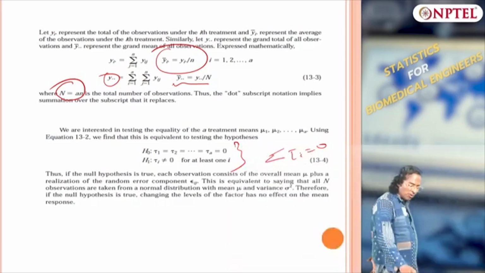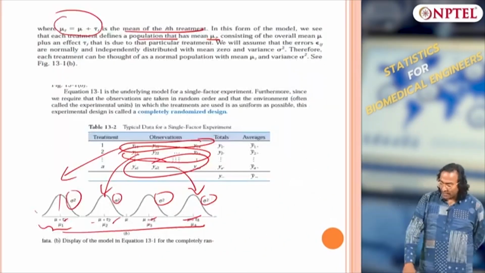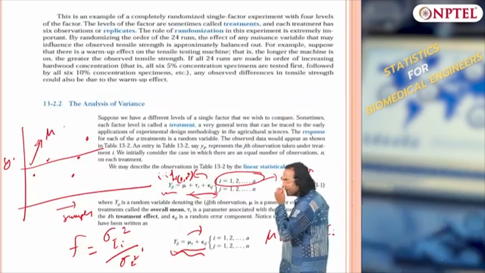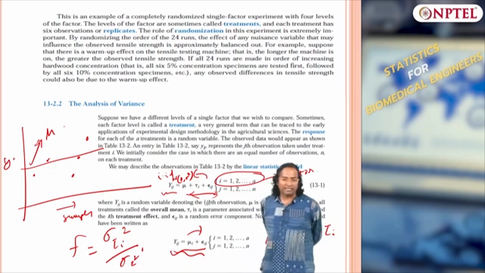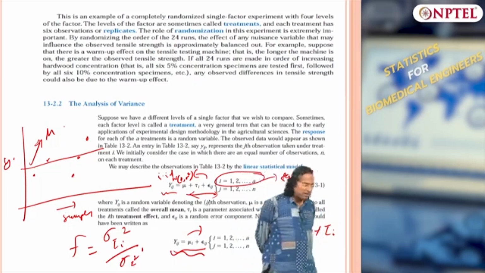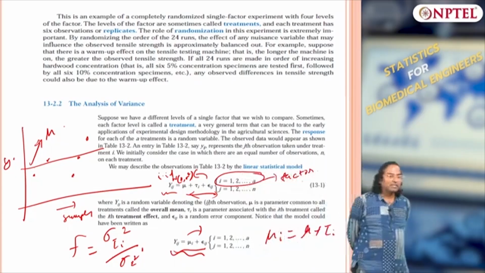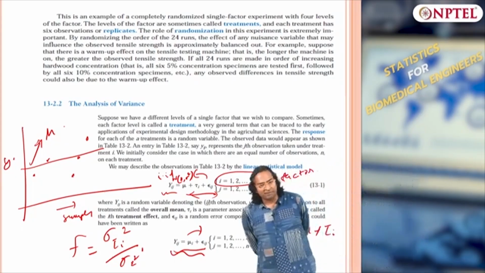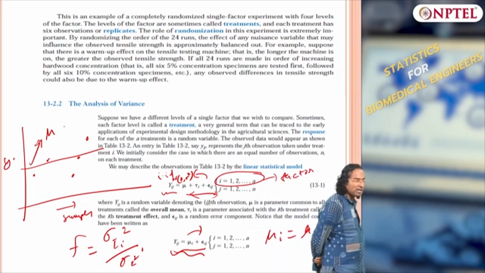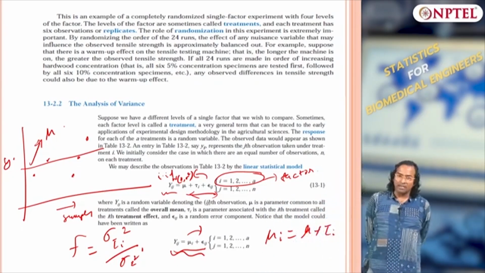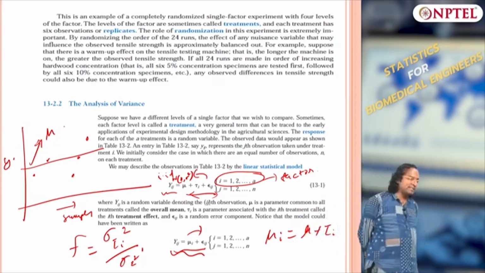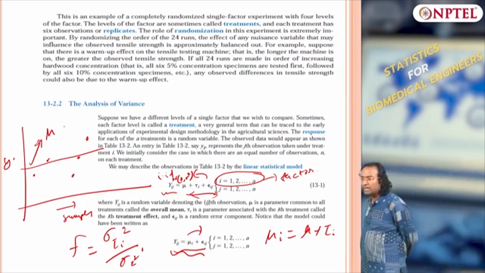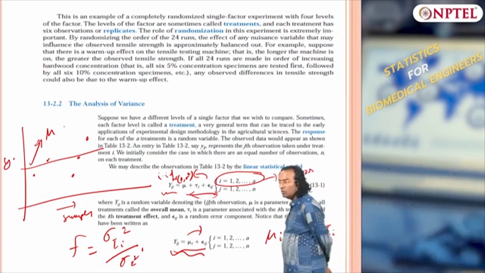And then we developed a model where we said Yij, the ith treatment, jth trial or jth experiment, equals mu plus tau i plus epsilon ij, where tau i is the ith treatment effect and epsilon ij is the noise corrupting the output. Remember, the total variation or variance in the output is due to two quantities, the effect of treatment as well as the effect of noise.